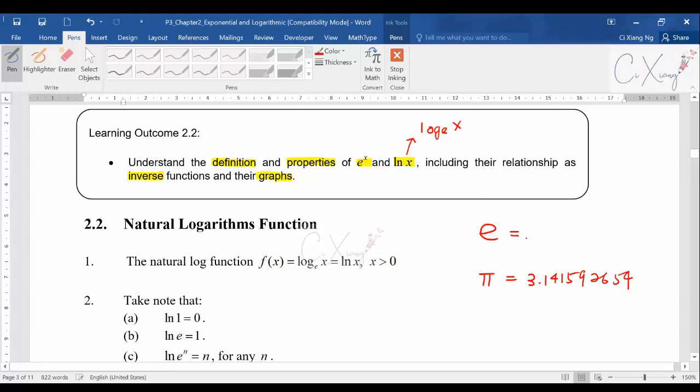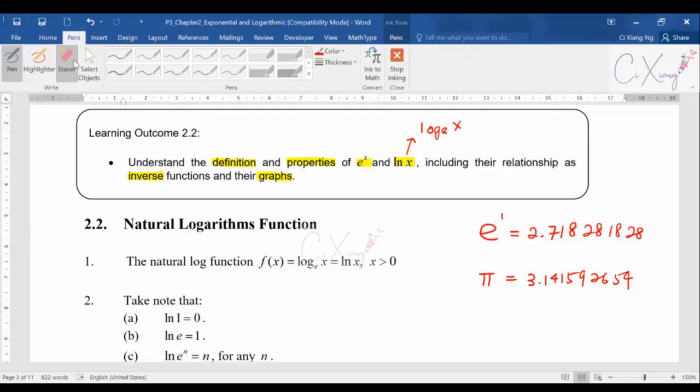So e is actually e power 1. For e power 1, it should be 2.718281828. Okay, so this is the value for e. Because the number is also a very long decimal number, they give it a special symbol we call e. Although we didn't write it out as a 1, you should know it's e power 1.